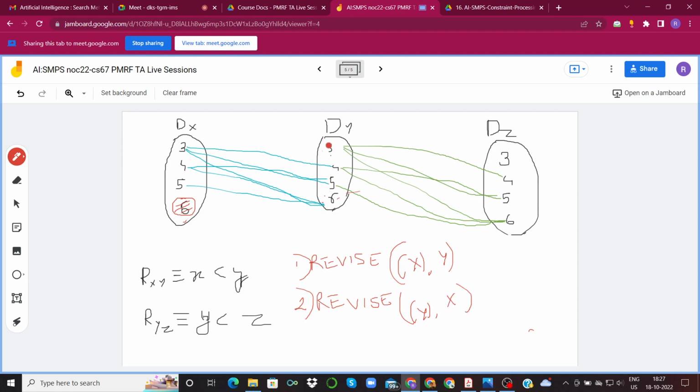So basically now we will look at whether there is any element in dy that is not connected to any element in dx, right? So we see that 4 is connected to some element in dx, 5 is connected to some element in dx, 6 is connected to some element in dx, but 3 is not connected to any element in dx. So we will mark 3 for removal again.